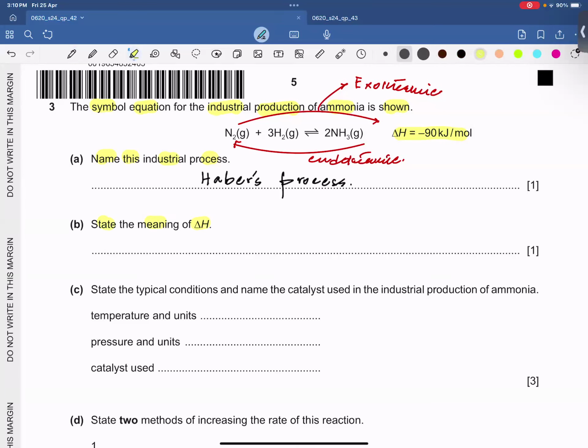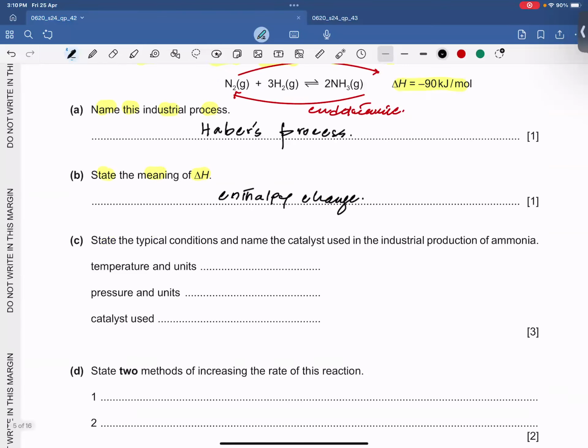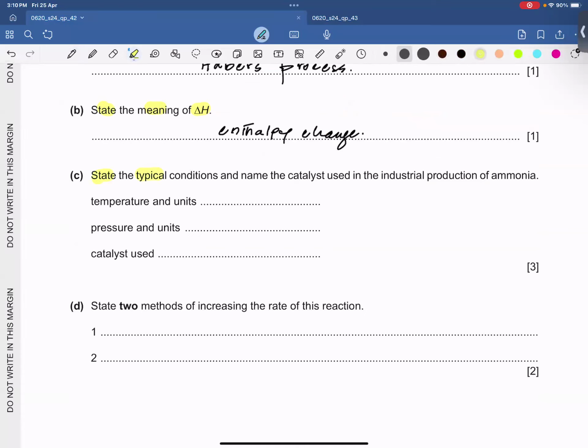Next is state the meaning of delta H. Delta is change, H is enthalpy. So it's going to be enthalpy change. State the typical conditions and the name of the catalyst used in the industrial production. The examiner is looking for the name of the catalyst. So temperature is 450 degrees Celsius. Pressure is 200 atmospheres. Catalyst used is iron.